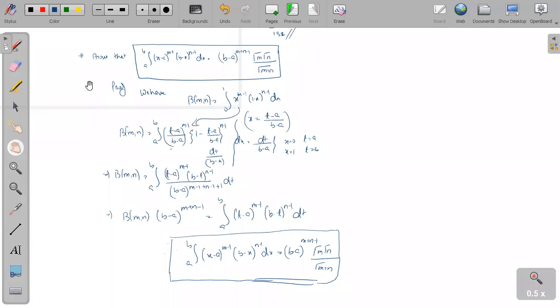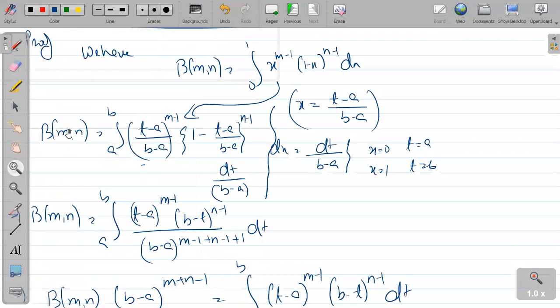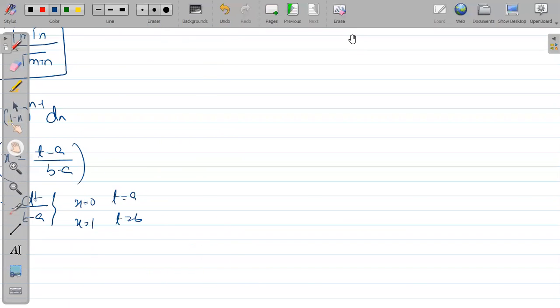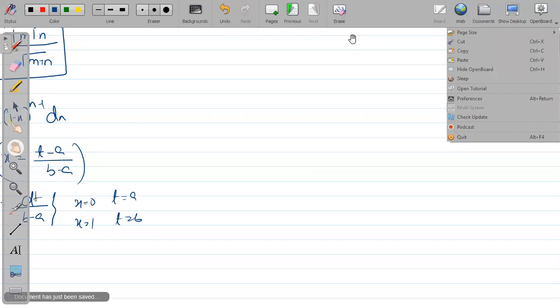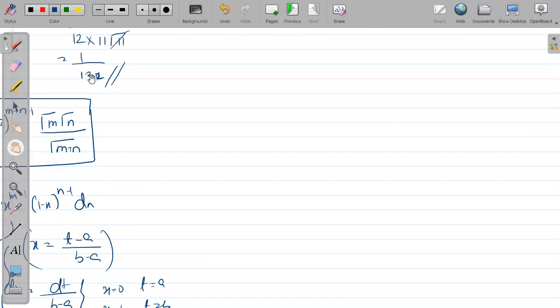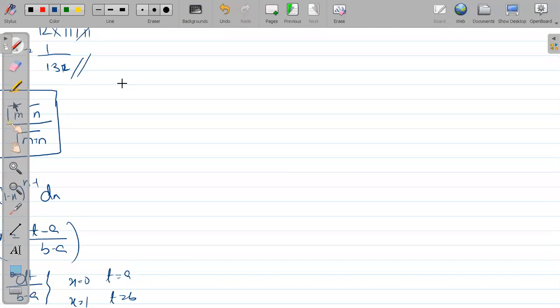Next, last question I am writing. Last question of this beta gamma part. Beta gamma application, last question I am writing. Okay, beta? Prove that integral of x to the power n e to the power minus k square x square.